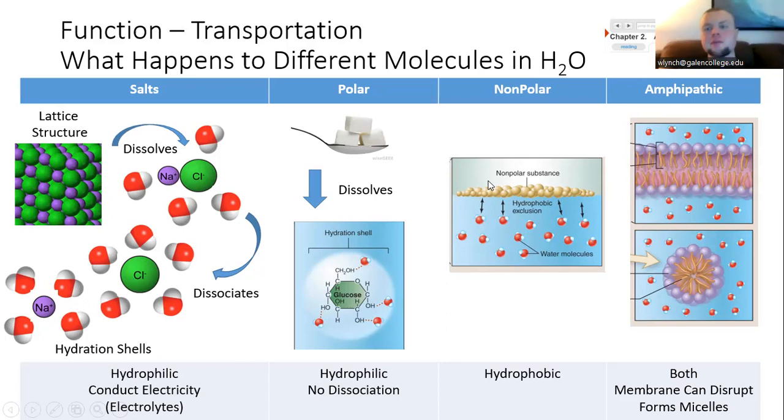An amphipathic molecule is one that has both hydrophilic and hydrophobic properties. Something like a phospholipid, what we find in cell membranes. Cell membranes are composed of phospholipids. We have a phosphate head group, which is going to be composed of a phosphate and glycerol. And we have two fatty acid tails composed of fatty acids, which are lipids.